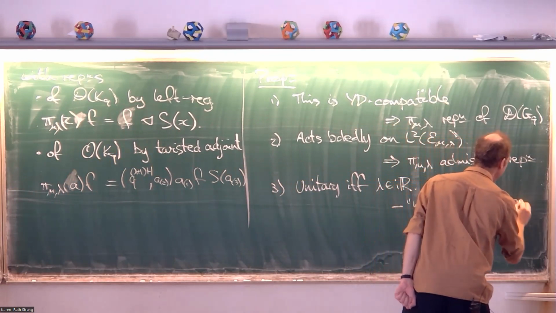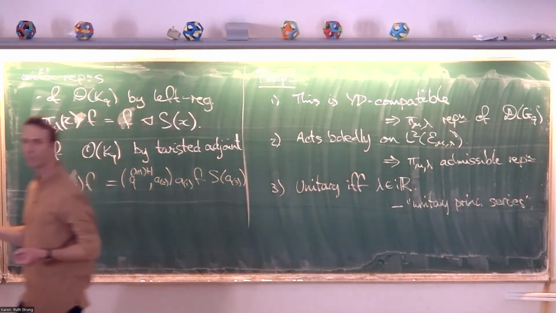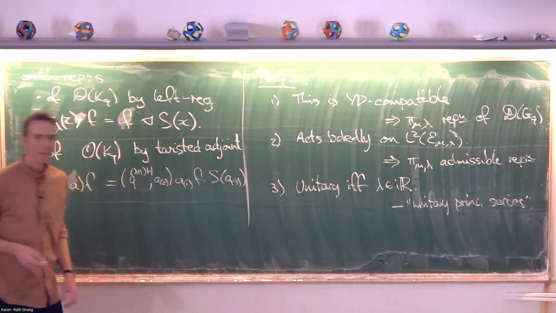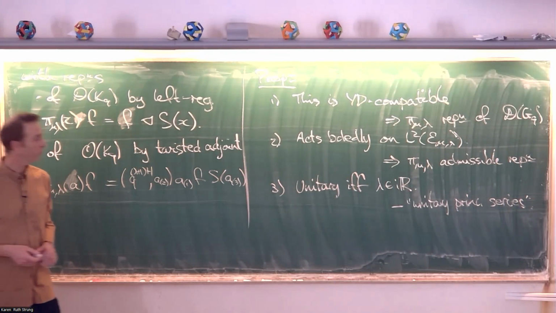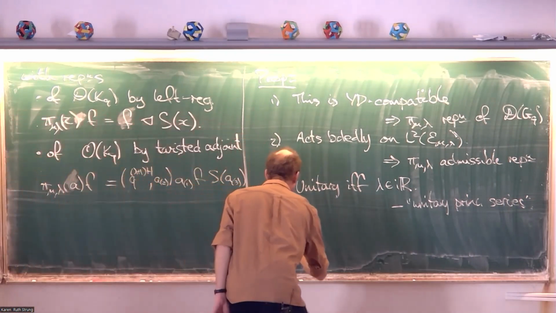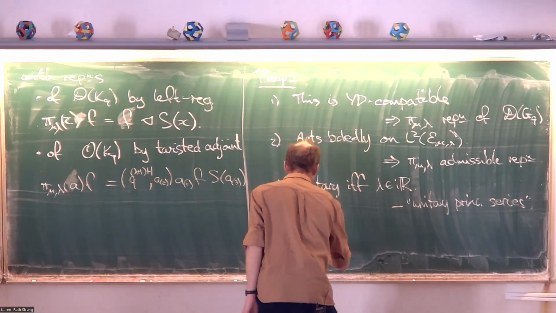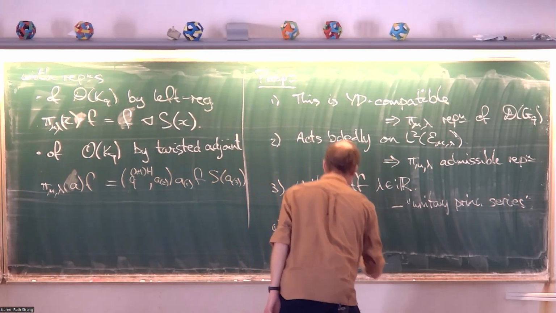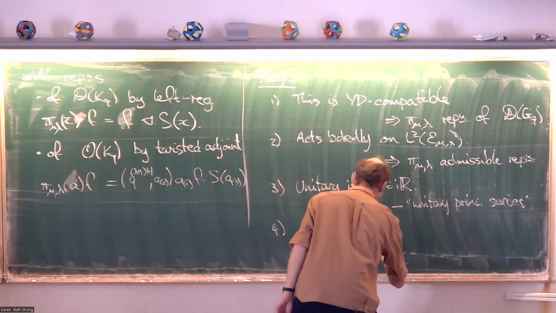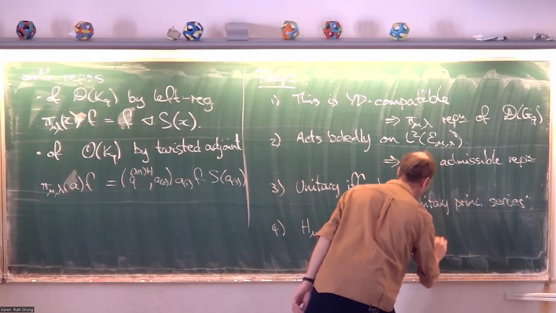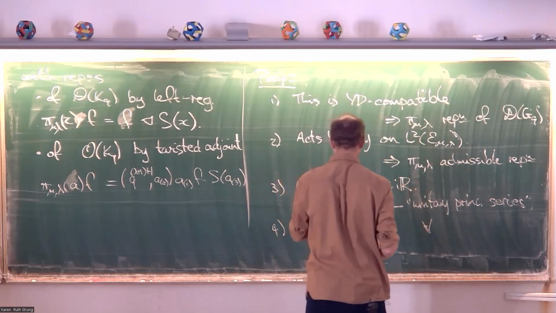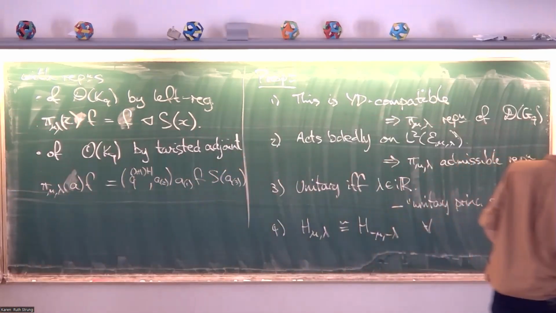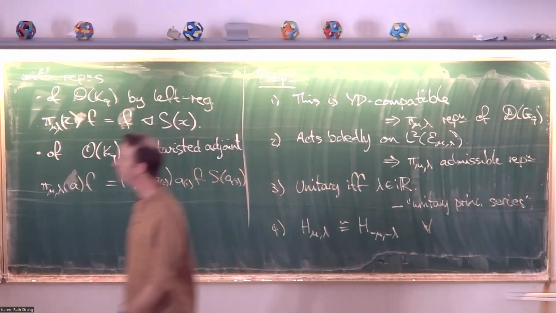This is not to say that the others aren't unitarizable. There are some of them that are unitarizable, and that's where you get the complementary series, for instance. But in general, they're not even unitarizable. Fourth thing, maybe just mention quickly, I don't think I'll need to use it, but that H mu lambda is isomorphic to H minus mu minus lambda for all. Oh, no, that's not right. Drat. I need one more line before I can do that.